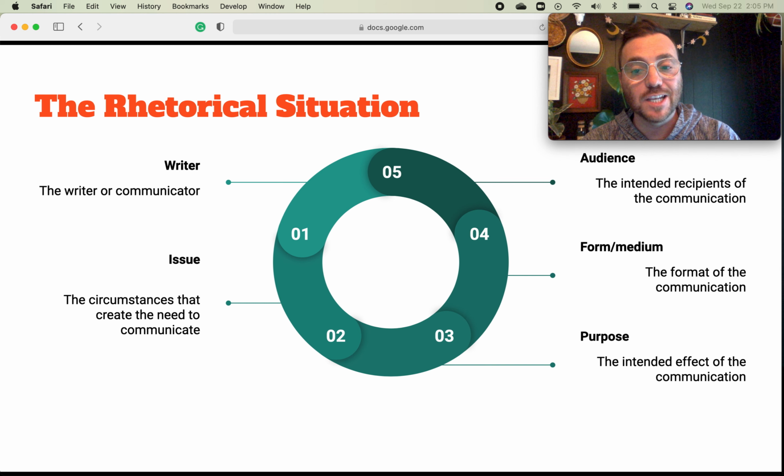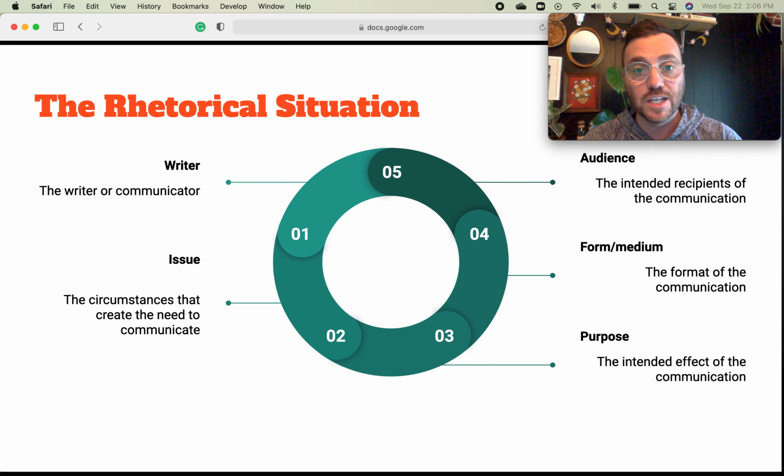Third component is purpose, which is the intended effect of the communication. It's important to distinguish between the issue and the purpose. The issue is what gives rise to the need to communicate, and the purpose speaks to what the effect of the communication is meant to be.